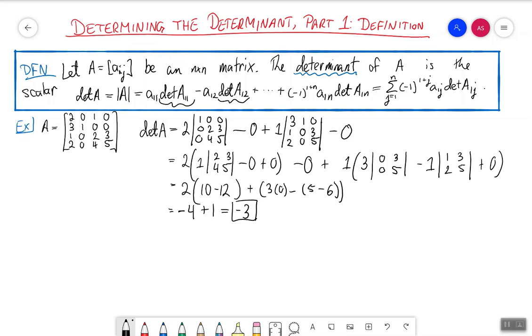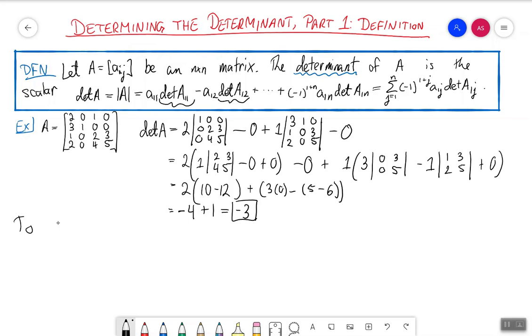Something that made this computation not take too long was that this matrix had a bunch of zeros in it. If there aren't very many zeros, computations using this method can be very long. Luckily, there are some better methods, which we'll learn about in the next two videos.